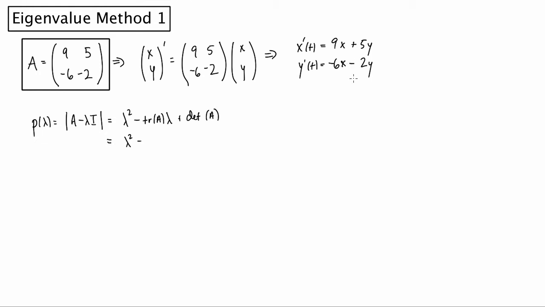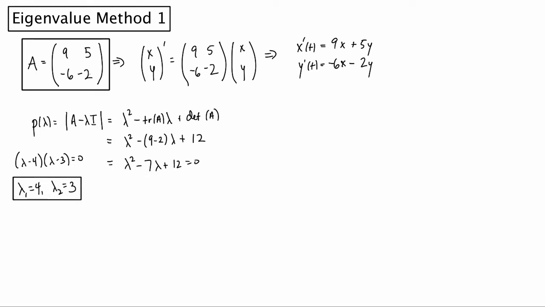Alright. So this is minus the trace of A, and the trace of A is 9 minus 2. And the determinant of A is going to be 12 here. You're going to take 9 times negative 2 is negative 18. Negative 18 plus 30. So that's 12. So this is lambda squared minus 7 lambda plus 12 equal to 0. This factors into lambda minus 4, lambda minus 3. So no matter how hard we try, we can't get away from this characteristic equation. So here are my eigenvalues.